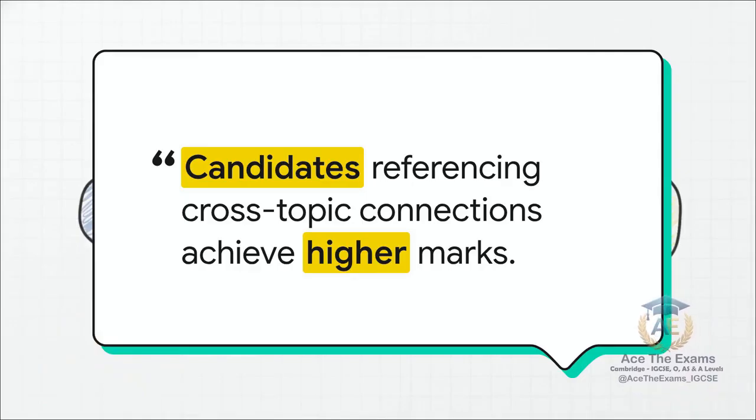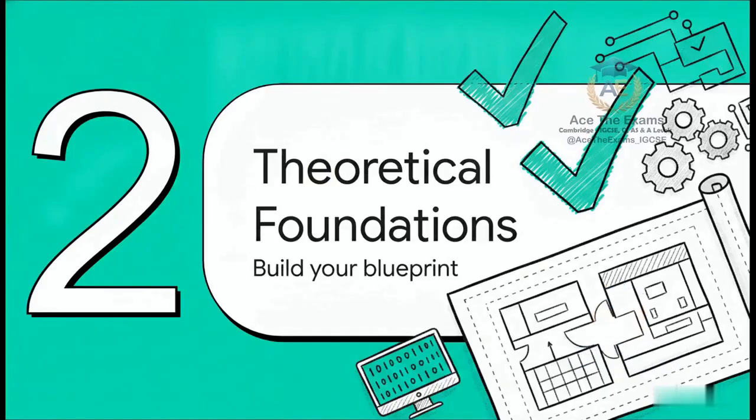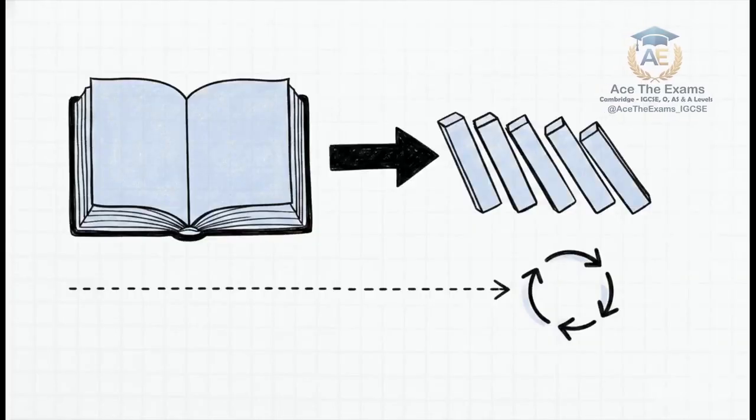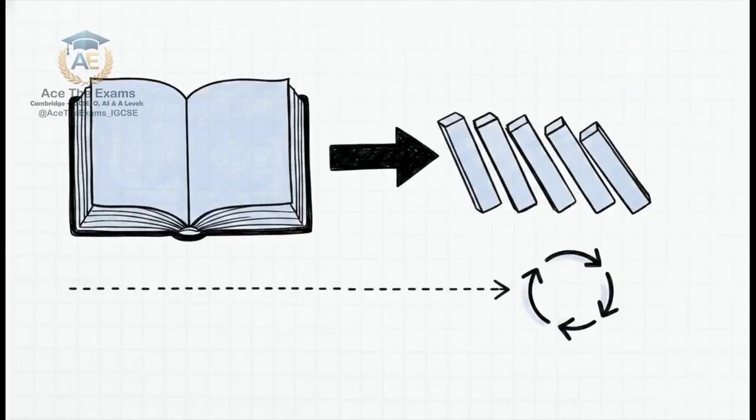The examiners are desperately looking to see that you understand the entire ecosystem of the computer, not just isolated flashcard-style concepts. Let's jump into section 2, mastering theoretical foundations. We need to build the architectural blueprint and look at the core principles the examiners absolutely demand. The entire foundation of this topic rests on your ability to integrate precise definitions and establish crystal-clear cause and effect relationships. Let's look at Sam again.